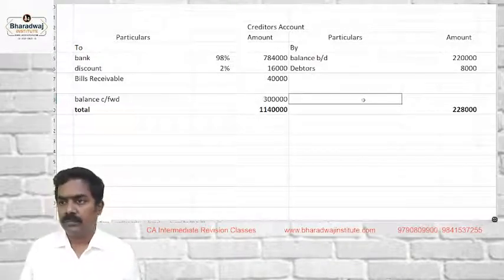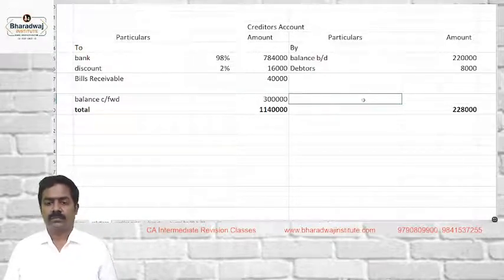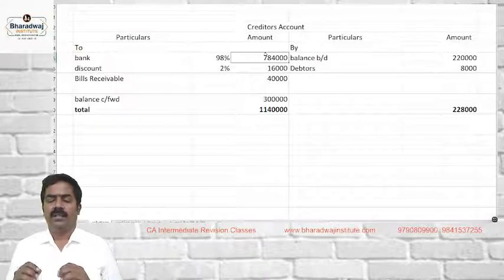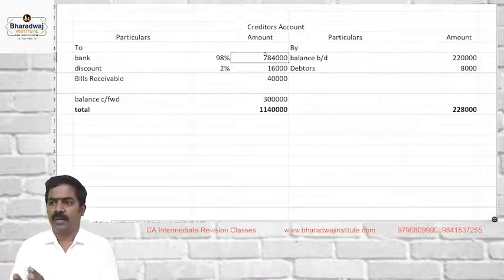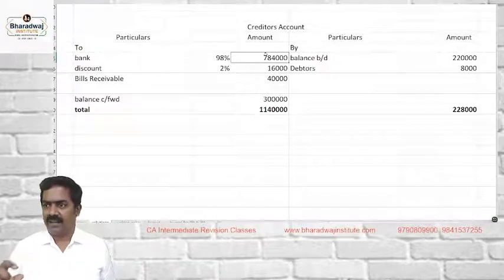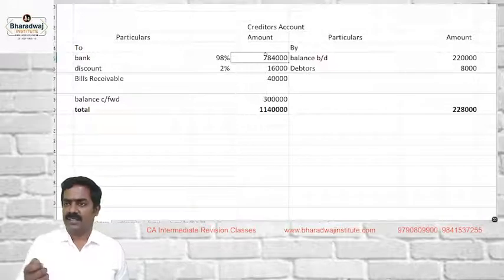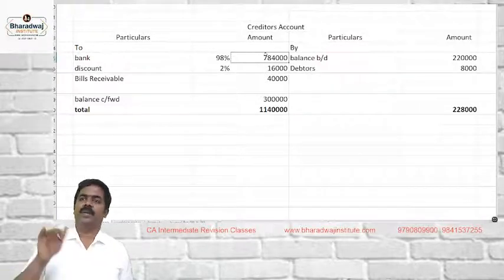Payment to the creditors after receiving 2%, that means the discount is already deducted. For example, let us assume you are my creditor. I pay you 7,84,000, which means I paid by check 7,84,000, which is a net amount paid to you. Then what would have been the discount given by you?